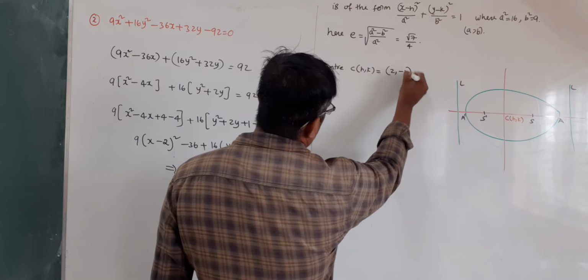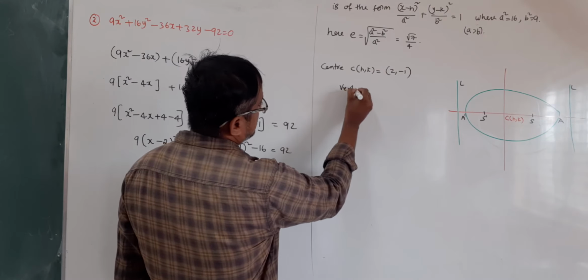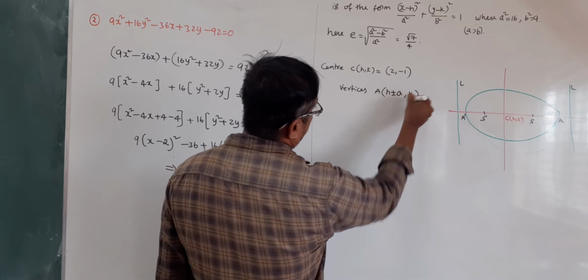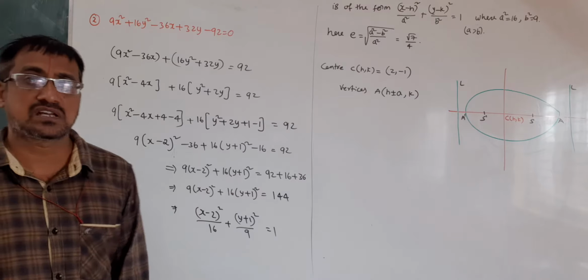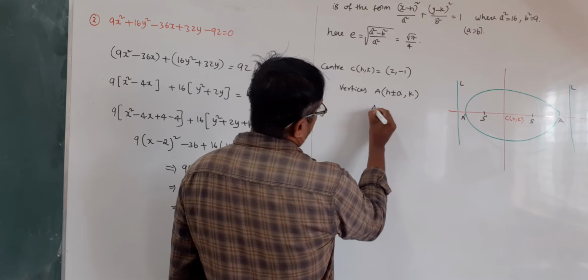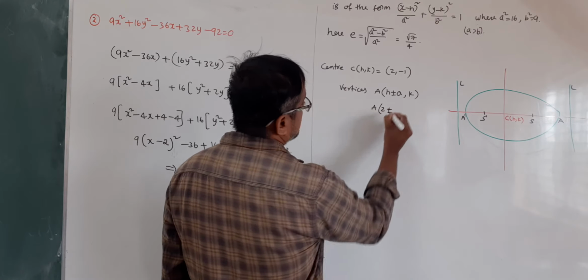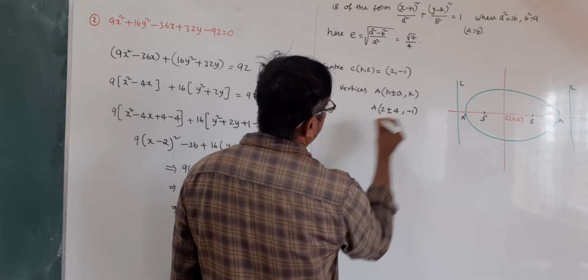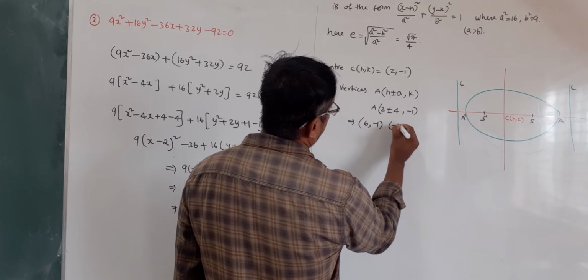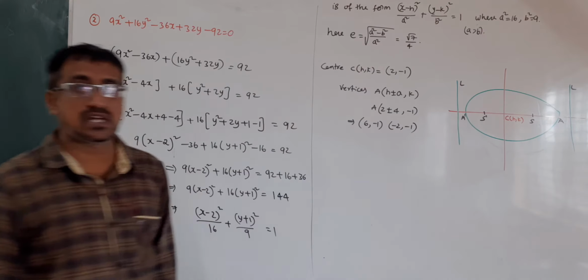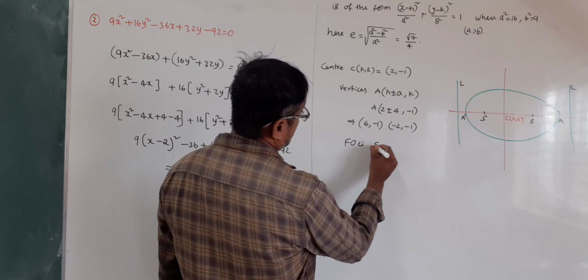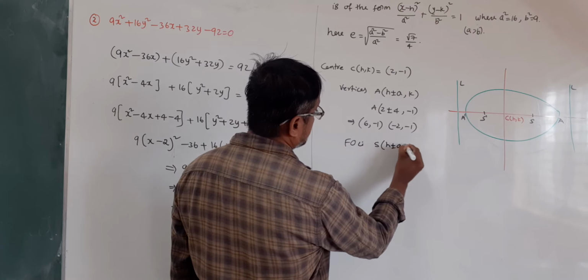So 2 comma minus 1. Next, the vertices, capital A, are h plus or minus a comma k, since the vertices are along a line which is parallel to the x-axis. So capital A is 2 plus or minus 4 comma minus 1. So you will get 6 comma minus 1 and minus 2 comma minus 1. These are the vertices. Next, the foci. The foci are S, h plus or minus ae comma k.